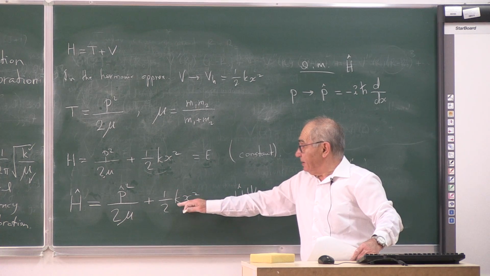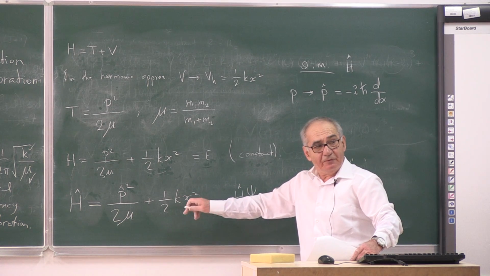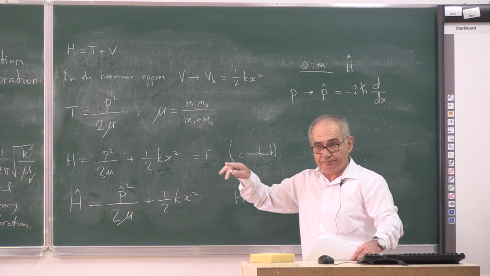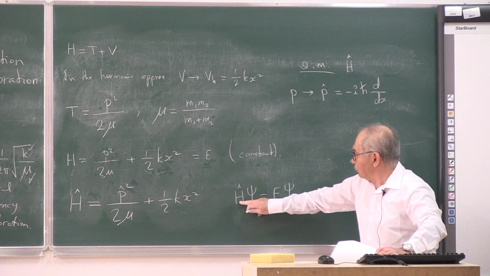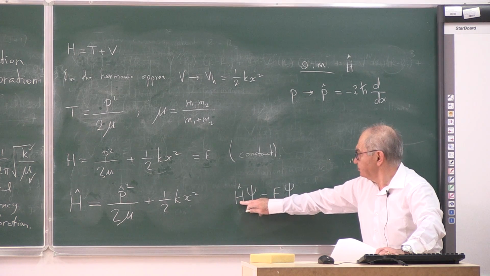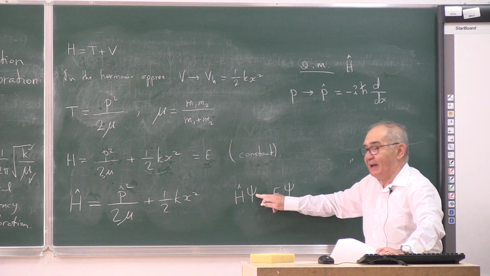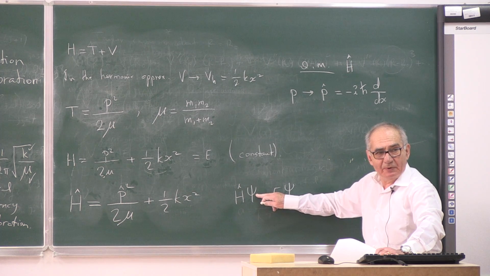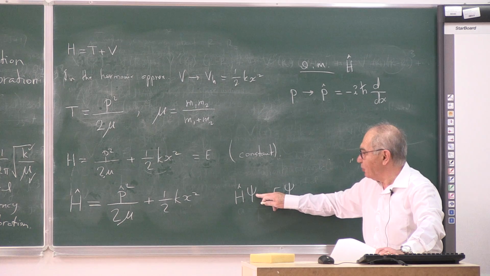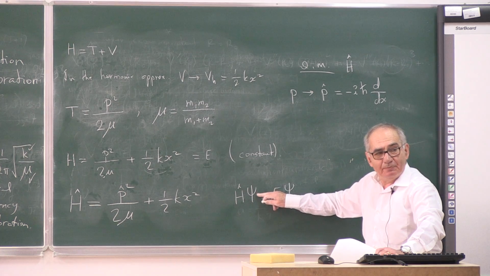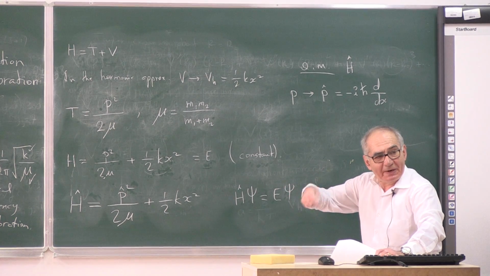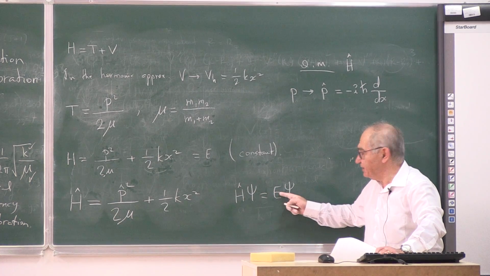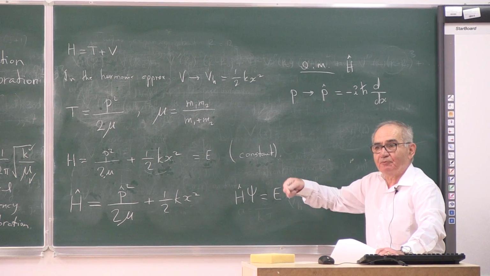Please note that this is the Hamiltonian for the vibrational motion. So, Hamiltonian for the vibrational motion, then this psi will be called state function for vibrational motion, and this E is energy of vibrational motion.